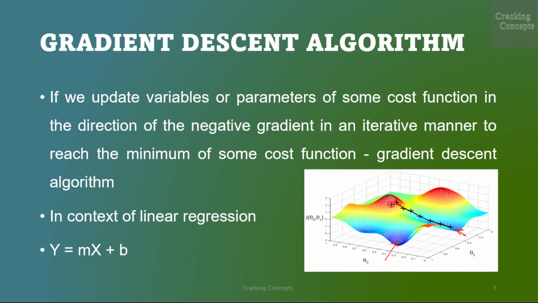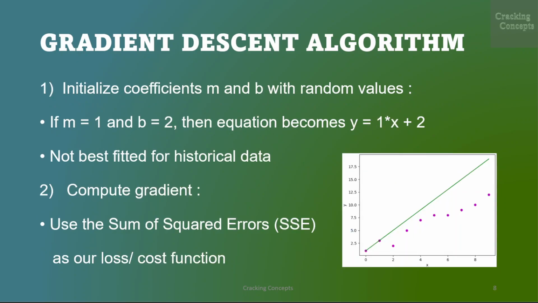Our task here is to use the gradient descent approach to optimize the coefficients of the regression model in such a way that it has less prediction error. Now we'll look into the steps involved in the gradient descent algorithm.